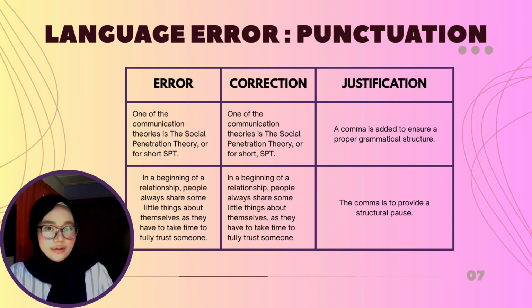In the second error, the original text, "people always share some little things about themselves as they have to take time." I added a comma right before the word "as" to provide a necessary structural pause which separates the independent clause from the dependent clause and makes the long sentence much easier to read.